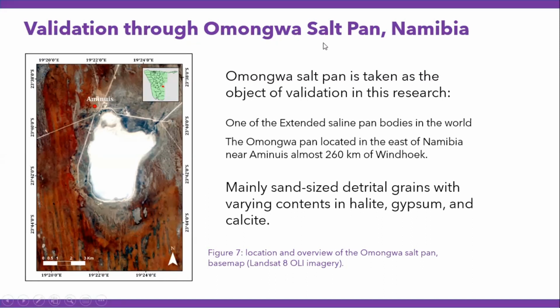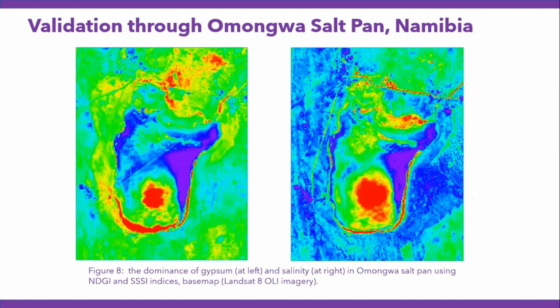We chose Omongwa salt pan for pseudo validation because we want to apply the two indices on this site before we apply them on our example on Mars. The result obtained is shown over here. I just want to explain this color palette a little bit. The red and orange values show the high dominance of the mineral. Purple, cyan, or blue show just the low dominance of any mineral detected on this site.